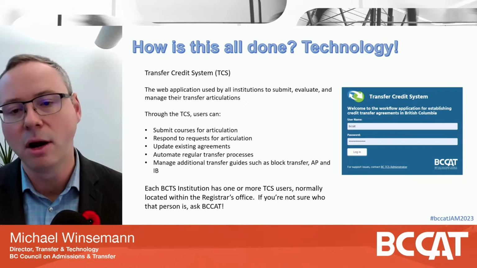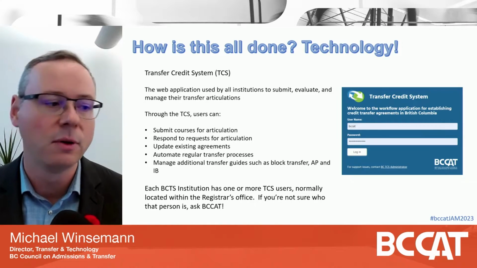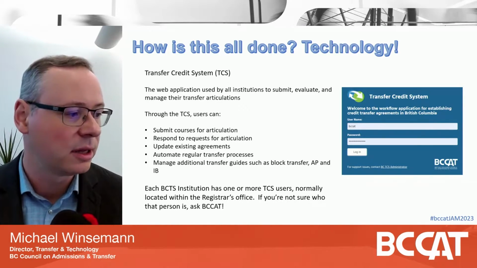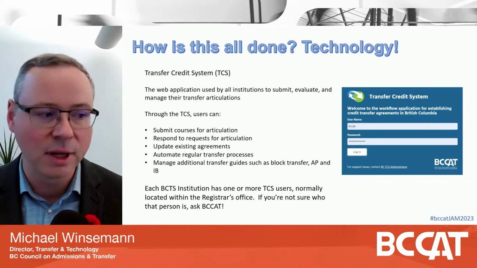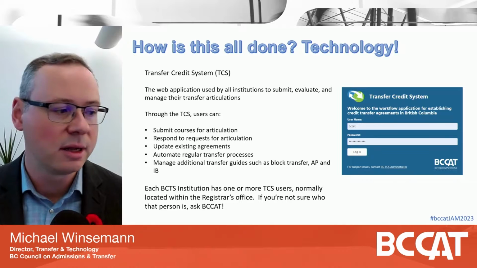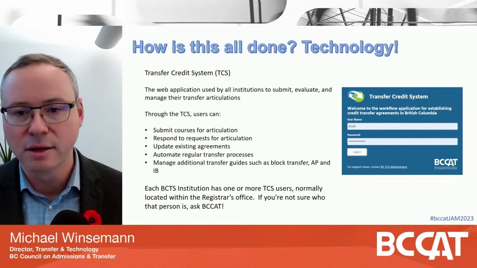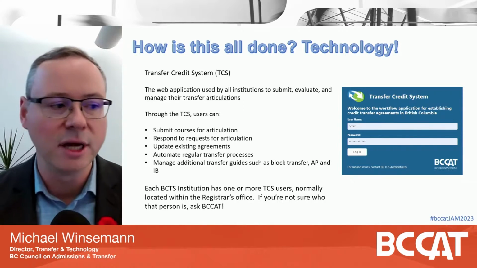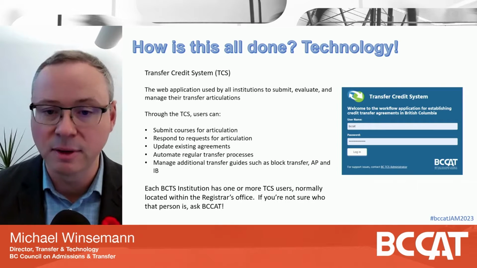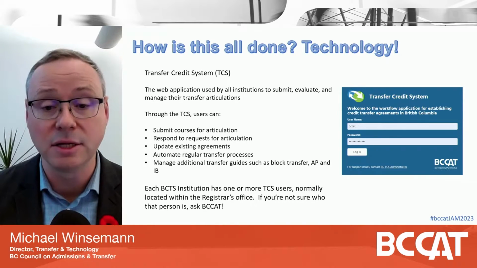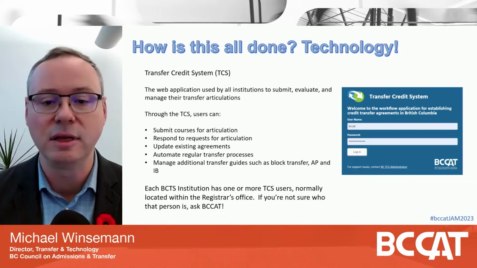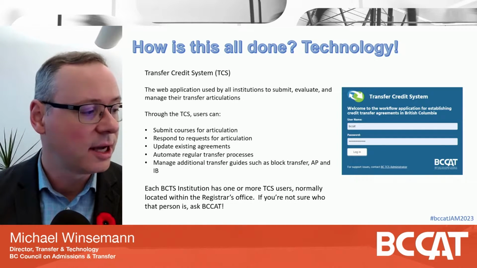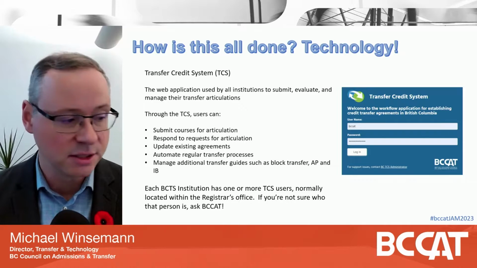We have a number of automations in place to help automatically forward requests, to automatically publish agreements. You can also use the TCS to manage your block transfer agreements, your AP and IB listings, as well as some of the other guides that I had previously mentioned. So if you have some block transfer agreements that have not been added to the BC Transfer Guide and you'd like to add them, you can do so through the TCS. You can also feel free to contact us if you're not sure how to do that.